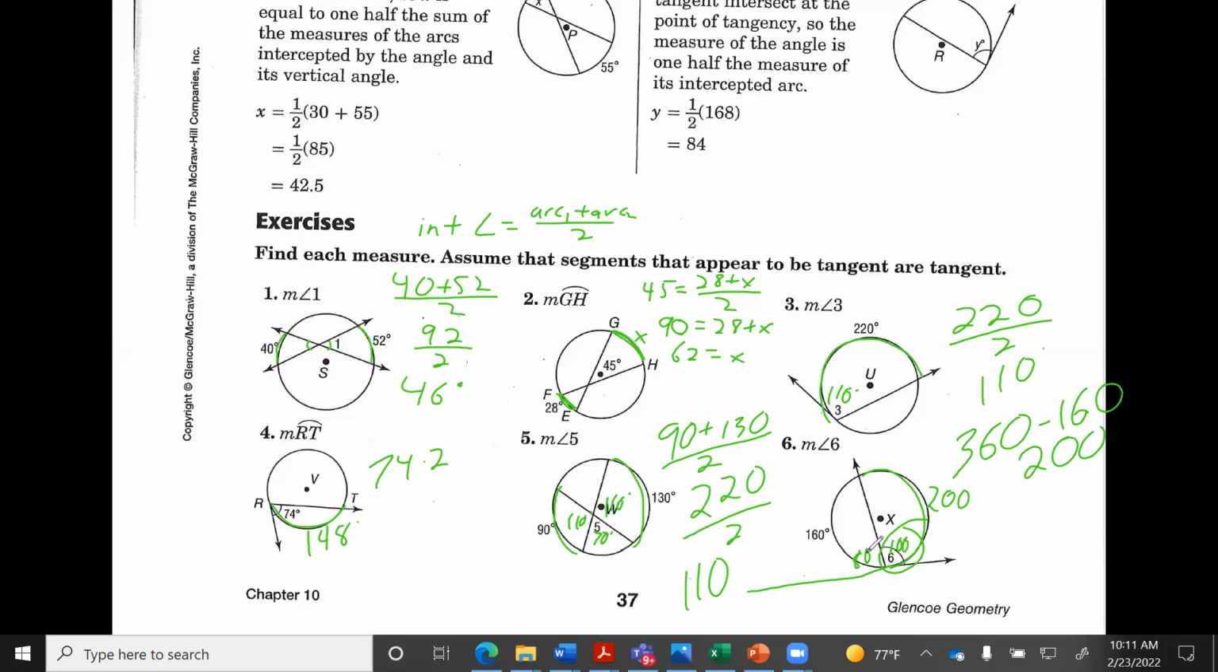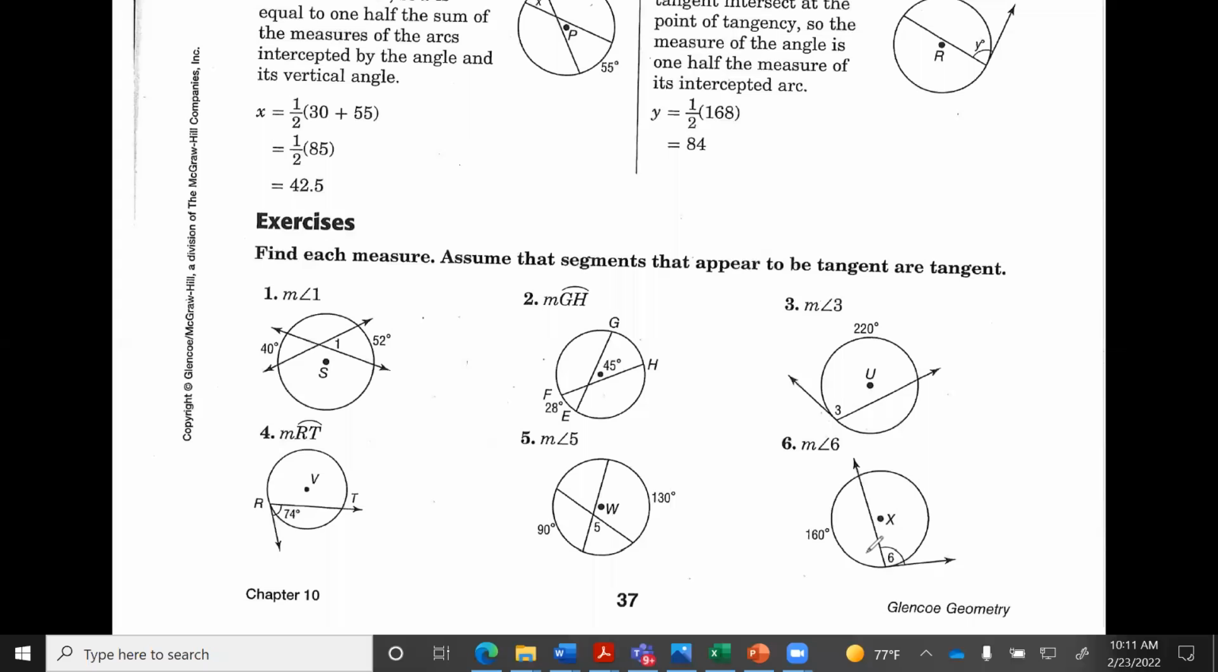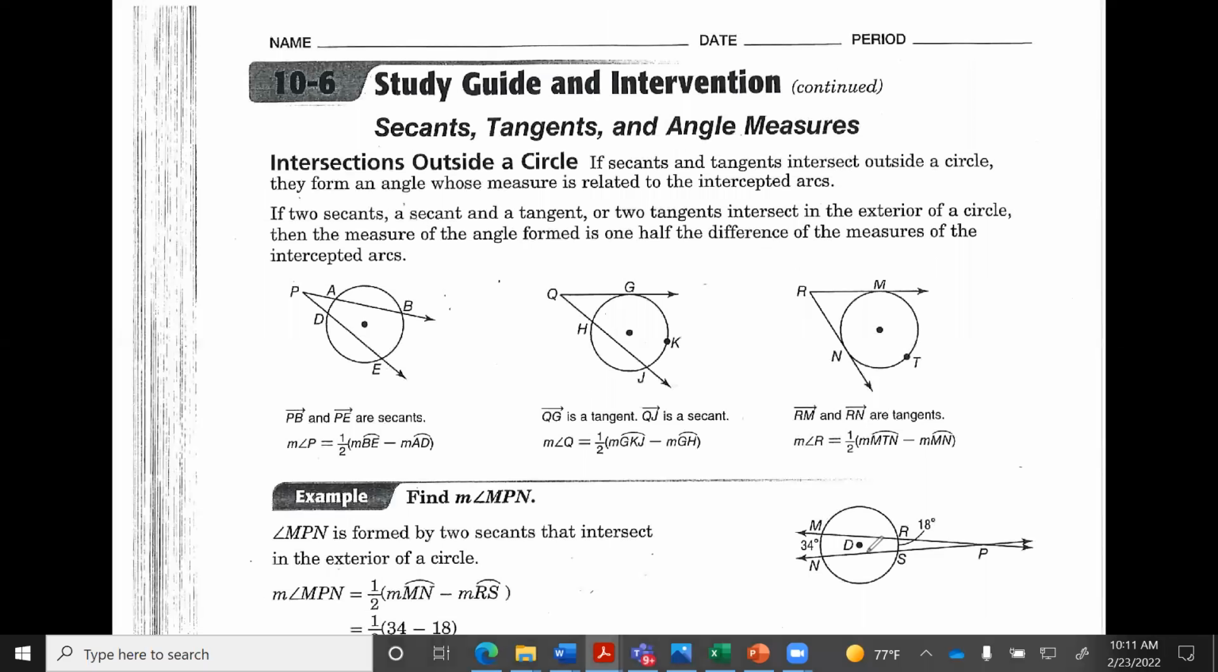Other side of that, so this was page 37. Go over to page 38. All right, for this one, now, changing the formula just a little bit. Notice they gave us 3 different examples. But there's essentially one equation that we're using here each time.